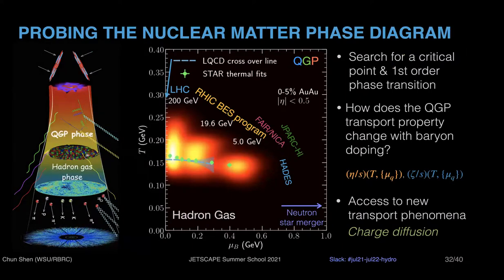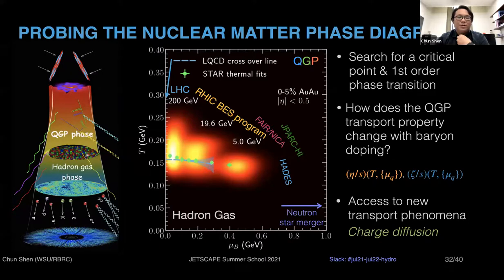Sure. So now let me talk a little bit about future directions, mostly on the more frontier side of heavy ion collisions. What we have talked about so far is looking at high energy collisions. We are probing the properties of the quark gluon plasma at the high temperature limit.